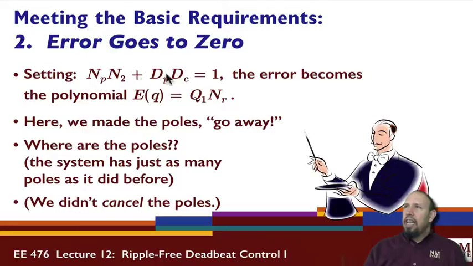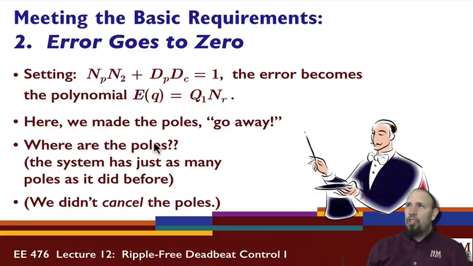So basically, setting this equal to 1, the error becomes a polynomial. Remember, this was the denominator of the transfer function, and somehow we made it equal to 1, which meant the poles went away. Where did the poles go? Notice here, I'm not canceling anything. I'm choosing n2 and dc to make all of this equal just to the number 1.